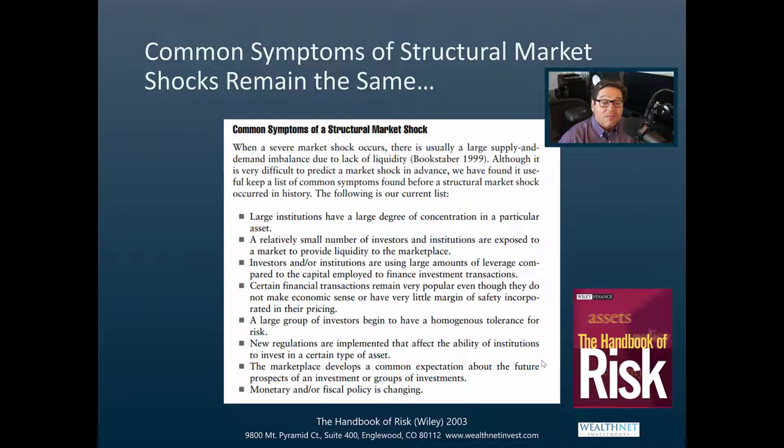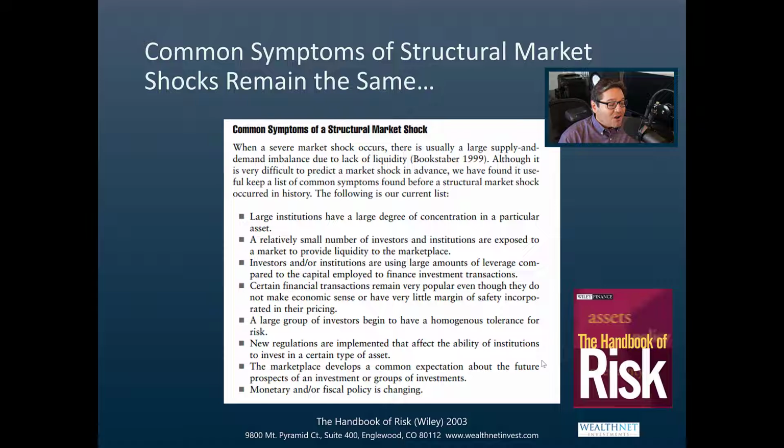And if you go down to the bullet points, here are some of the things that we can look at to see if there's a potential shock looming out there. Number one, large institutions have a high degree of concentration in a particular asset class. That happens a lot. Right now, I see a very high concentration in large cap growth companies in the United States. Last time that I can remember it being like this was back in the dot-com bubble. Valuations are at similar multiples to the dot-com bubble. So, you want to keep that in mind.